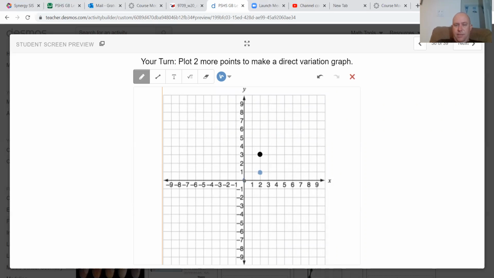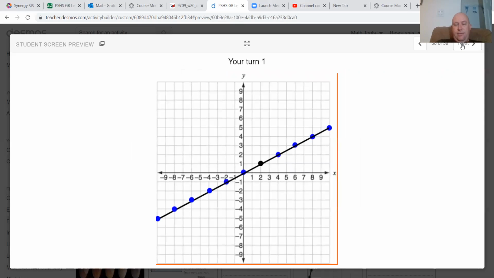So for this one, same thing. I would put 0, 0 first, and then look at the pattern. It goes up 1 and across 2. So do the same again. Up 1 and across 2. Except you only need to do 2 points. And there we go. There's the picture. I added in one too many slides. And then you can go ahead and look at the answer.